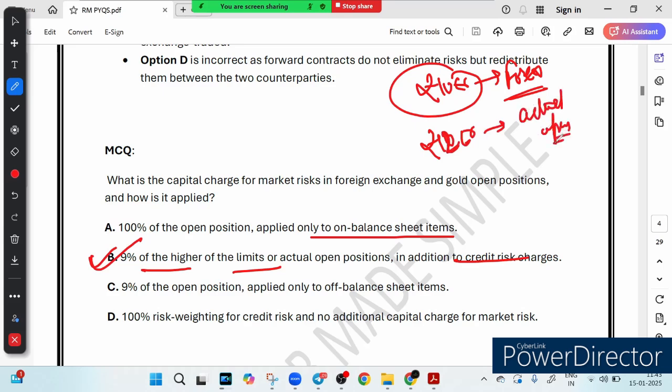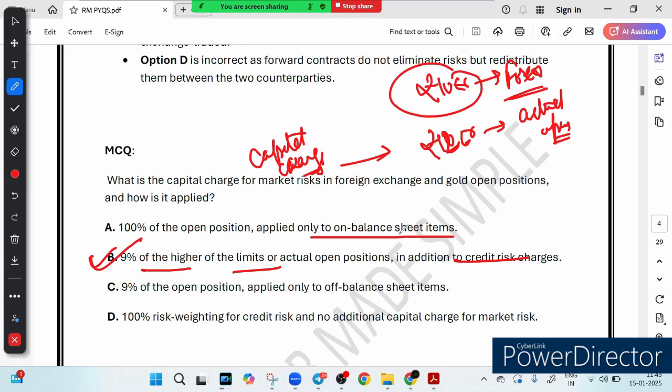So the capital charge will be calculated on the higher value. The capital charge will be calculated on 12 crore, right? The capital charge will be calculated on the higher value. This charge is added to the credit risk capital requirement for any related on balance sheet or off balance sheet item like a loan or derivative contract.